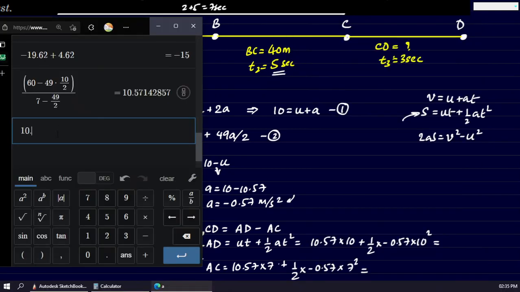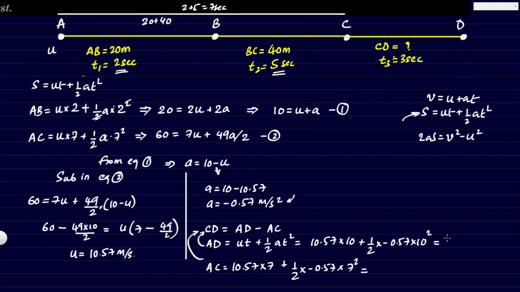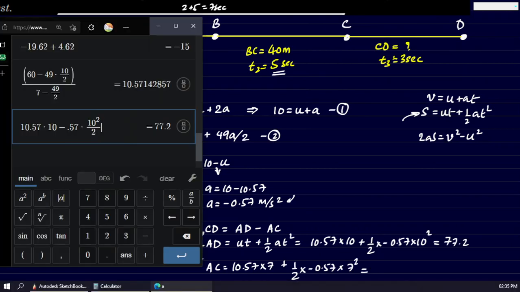Okay, so we have 10.57 into 10, minus 0.57 into 10 square whole divided by 2. So that's giving us 77.2. And let's find AC next.